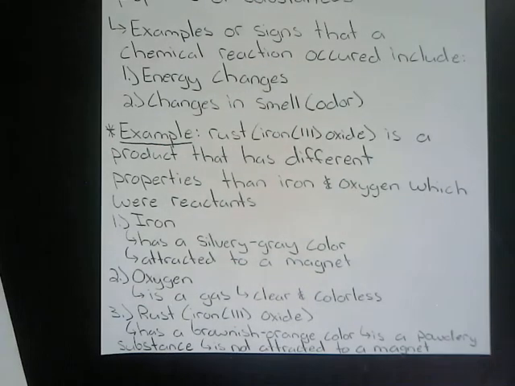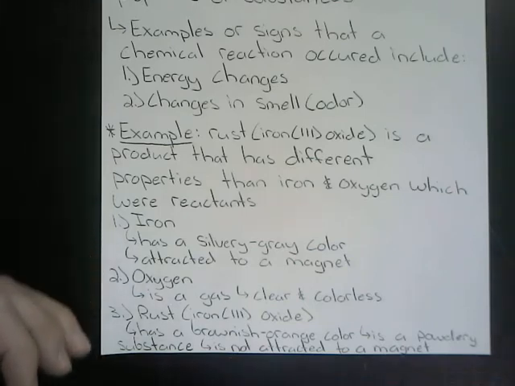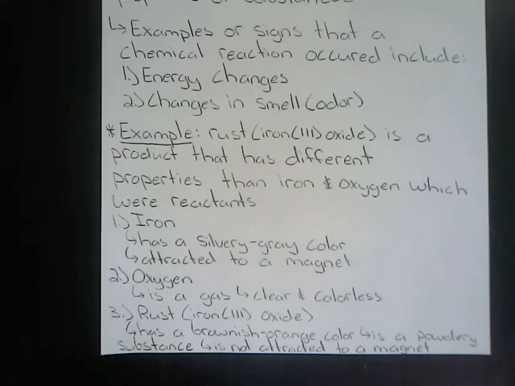Okay, so we can identify that in our chemical change, the rusting of iron, the products are distinguishably different from our reactants, and they have those different properties that we've listed out here.